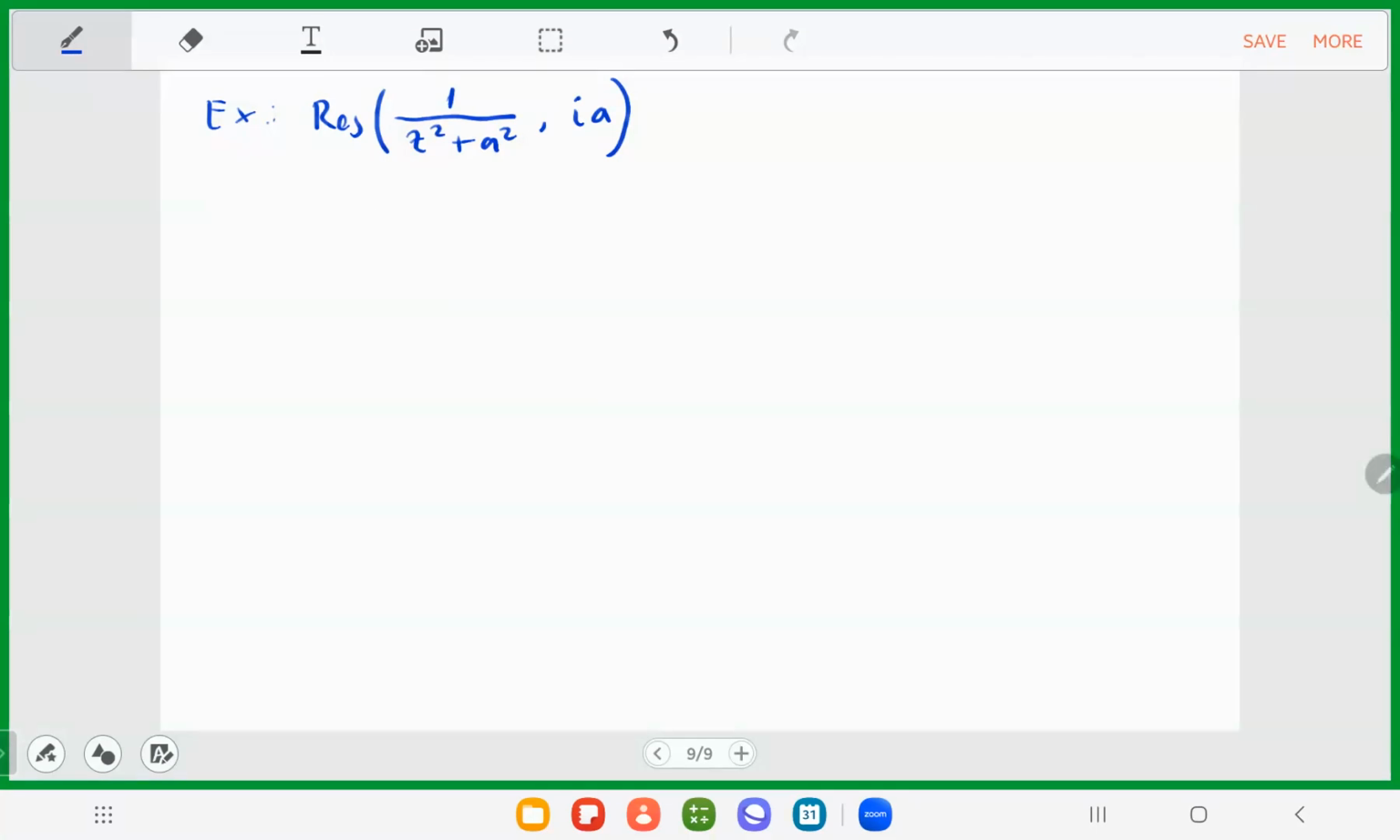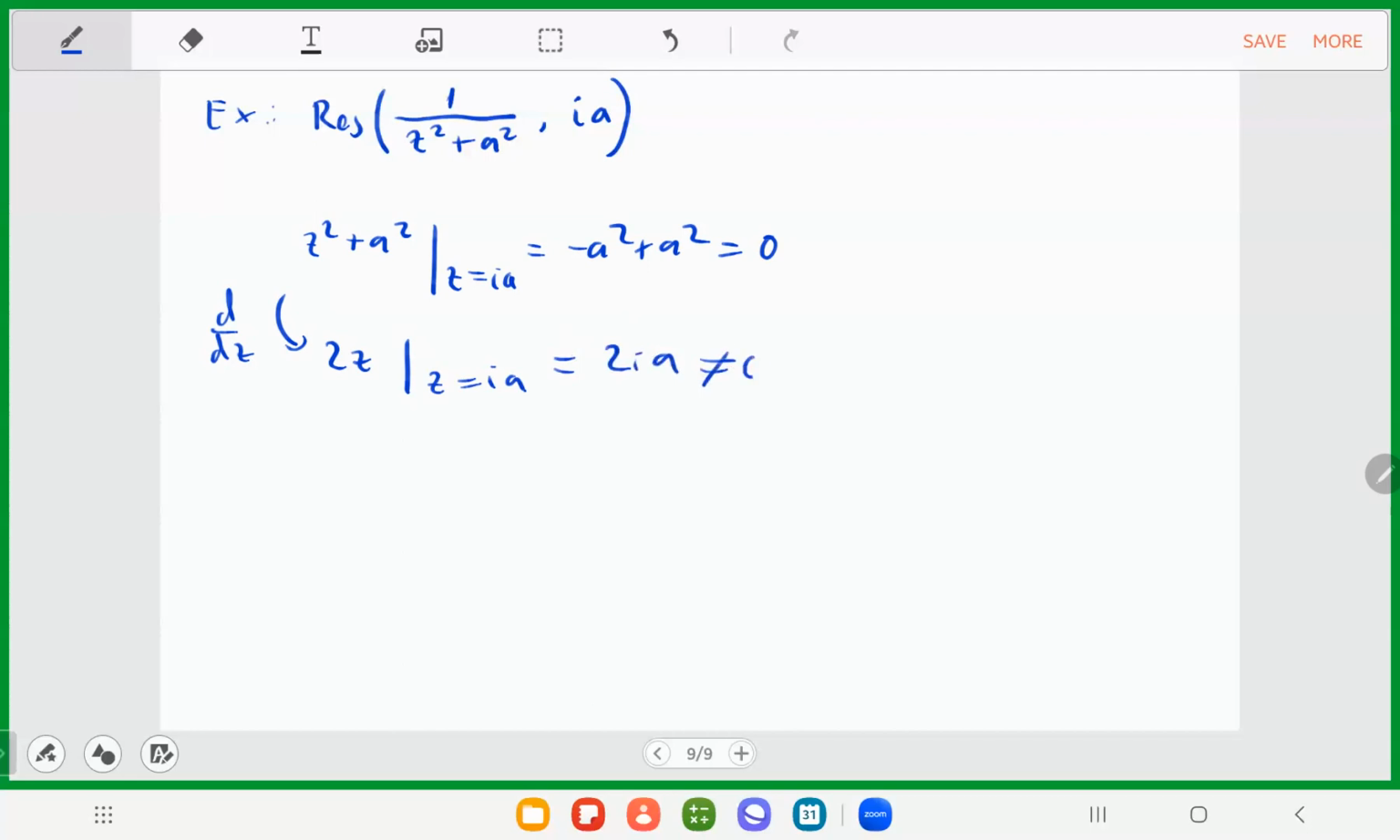So okay, in case you want to check it, remember, here we are dividing an analytic function by another analytic function. So we are interested in the order of the zero of z squared plus a squared. z squared plus a squared at z equal ia is minus a squared plus a squared, which is 0. However, the derivative of this function is 2z, which at z equal ia is just 2ia, which is not 0. That means this number is a simple 0 of the denominator. That means the numerator is analytic and not 0, so a simple 0 becomes a simple pole of 1 divided by this.